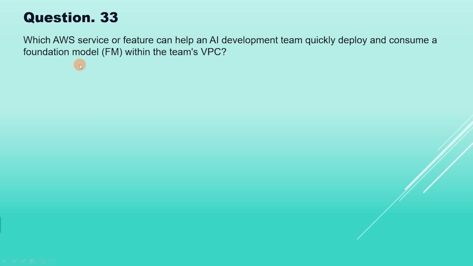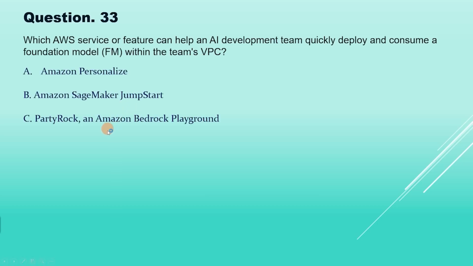And now question number 33: which AWS service or feature can help an AI development team quickly deploy and consume a foundation model within the team's VPC? Here are the options: option A, Amazon Personalize; option B, Amazon SageMaker JumpStart; option C, PartyRock and Amazon Bedrock Playground; option D, Amazon SageMaker Endpoints. Take your time to guess the answer.